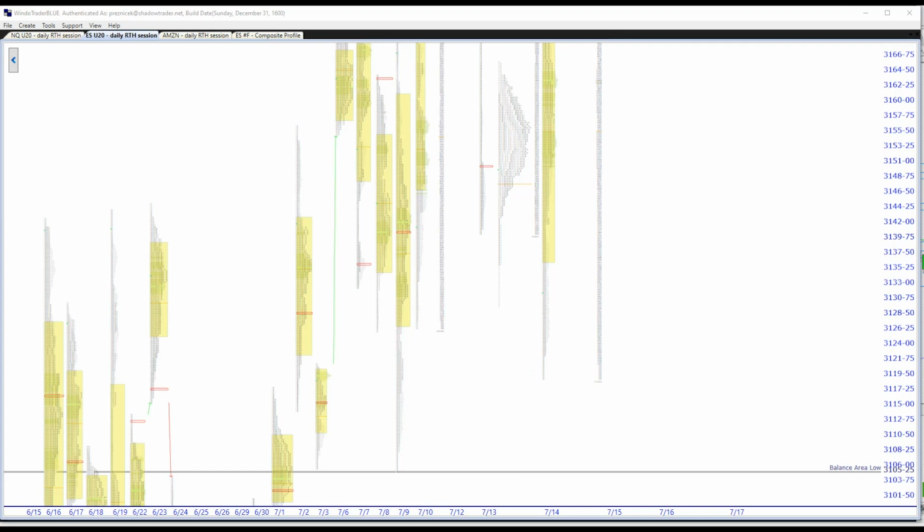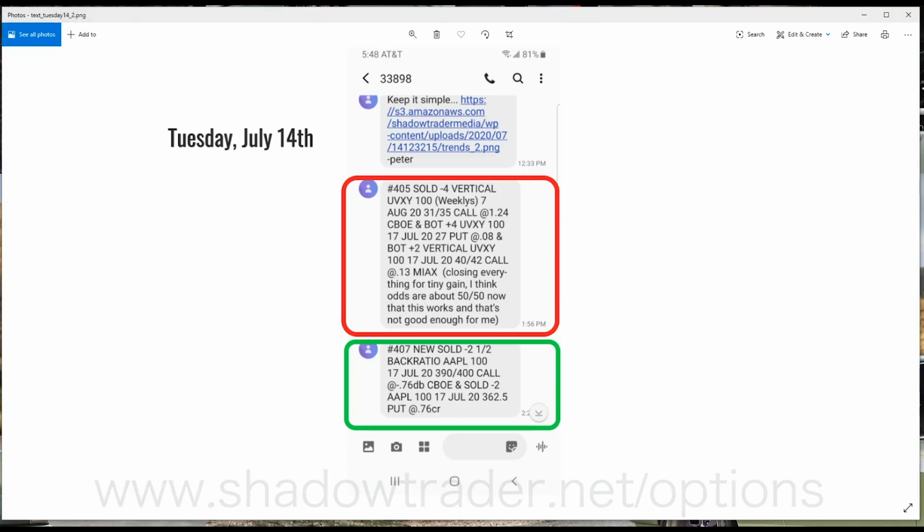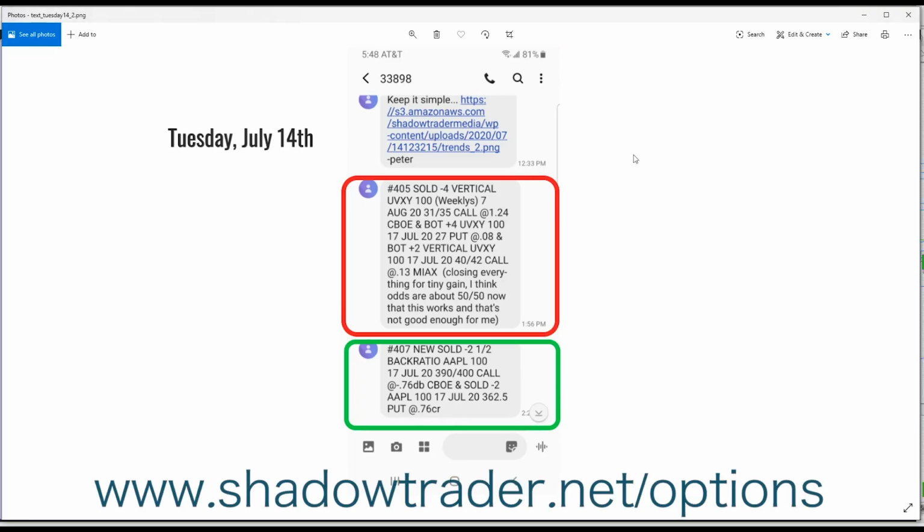And again, staying nimble, I reverse the vertical on Tuesday of the UVXY. I dump everything and I close that out for a tiny gain. And why? Because as I see us not going down there and turning around, I say, I think the odds are only about 50-50 now that this works, and that's not good enough for me. Okay, so back to the chart.